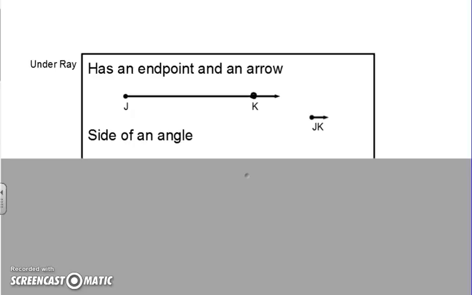All right, so this has an end point, it has an arrow, it's the side of an angle. This is the part that we are going to start talking about angles. If this were my ray, I'm going to name it as ray JK. Can I name it as ray KJ? No, you can't. That's not the order it goes. There's an arrow, and there's a point. Wherever the point is, that's the letter I have to start with. Okay?